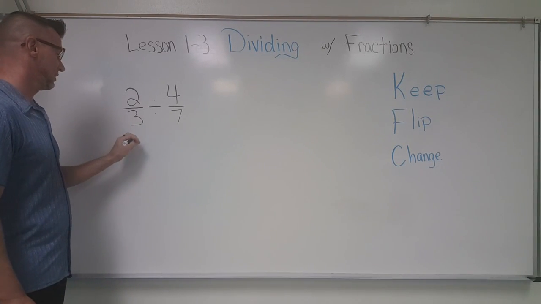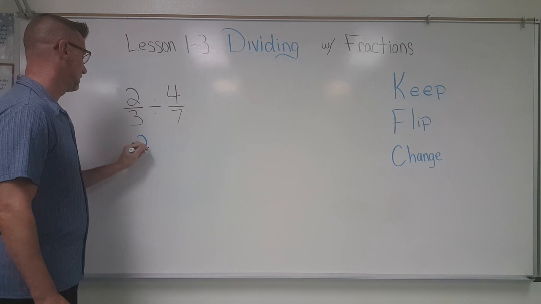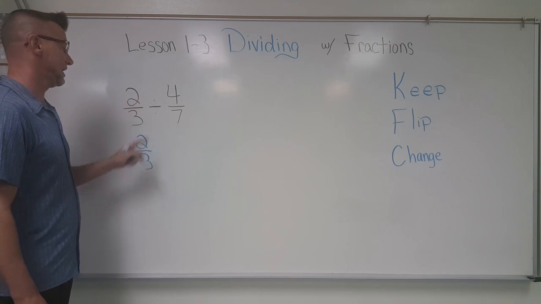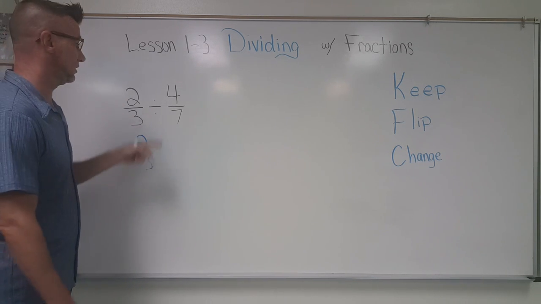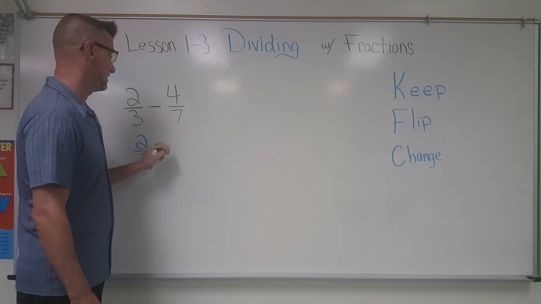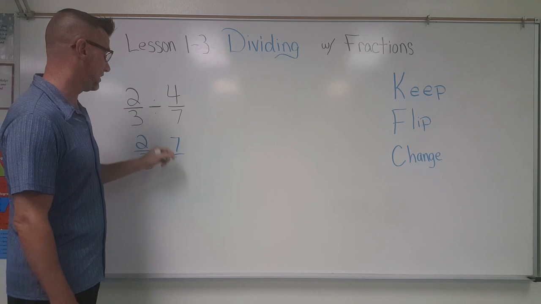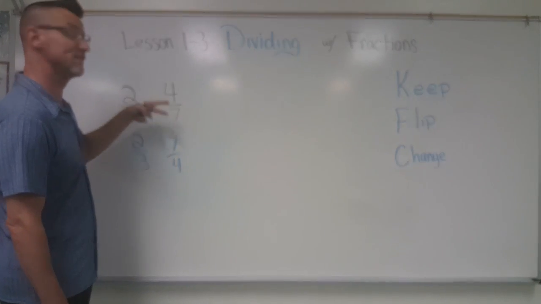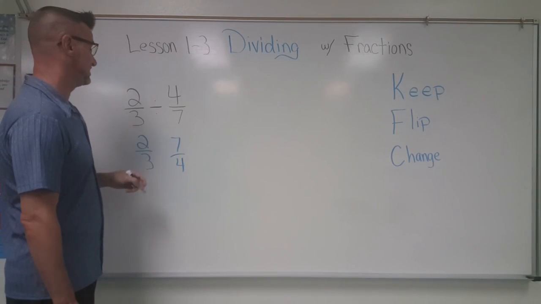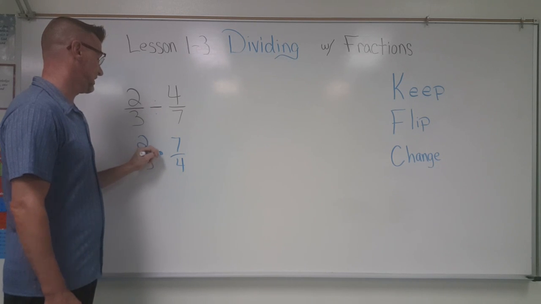So we're going to keep. Let's go ahead and keep 2/3. Now we're going to flip, or do the reciprocal of 4/7, which would be now 7 on the bottom, so 7 will be on top. 4 was on the top, so now 4 will be on the bottom. So we flipped it. And then we're going to change the division to multiplication.